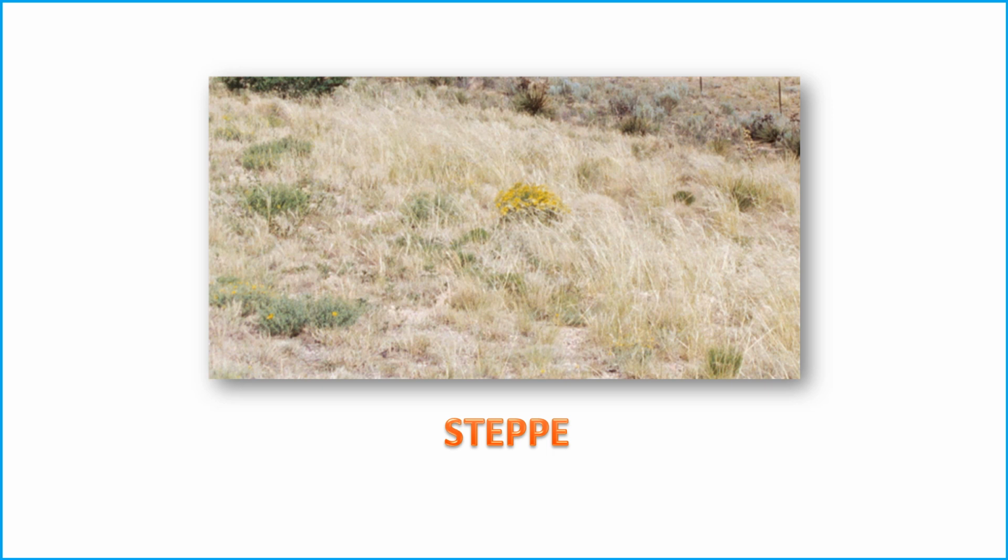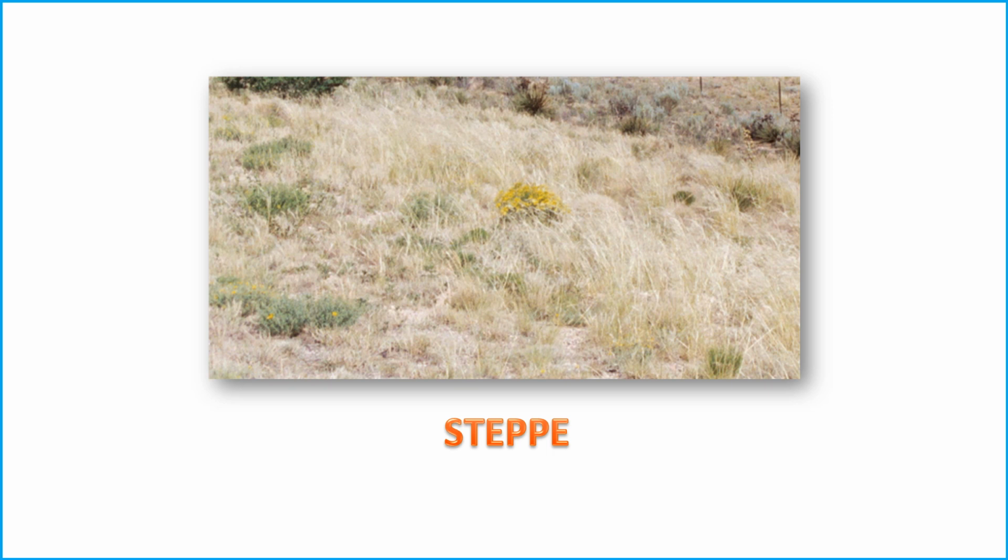2. Limited tree cover. Unlike forests, steppes have sparse or no tree cover. Trees are typically limited to riverbanks or areas with more favorable conditions for their growth. The lack of extensive forests contributes to the openness and visibility of the landscape. 3. Herbivore adaptations. The steppe biome often supports a variety of herbivores adapted to the grassland environment.